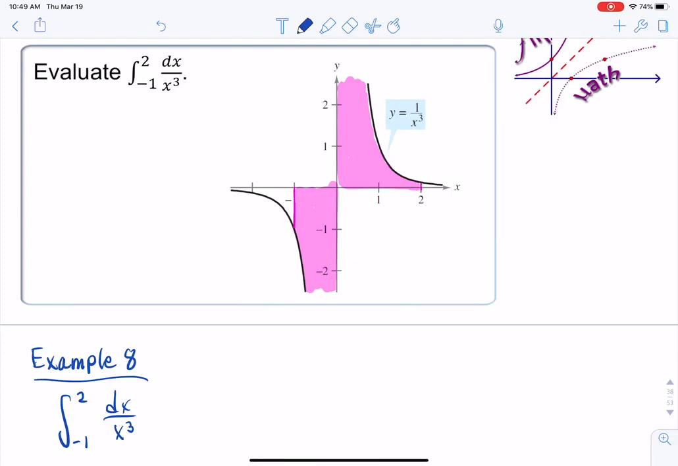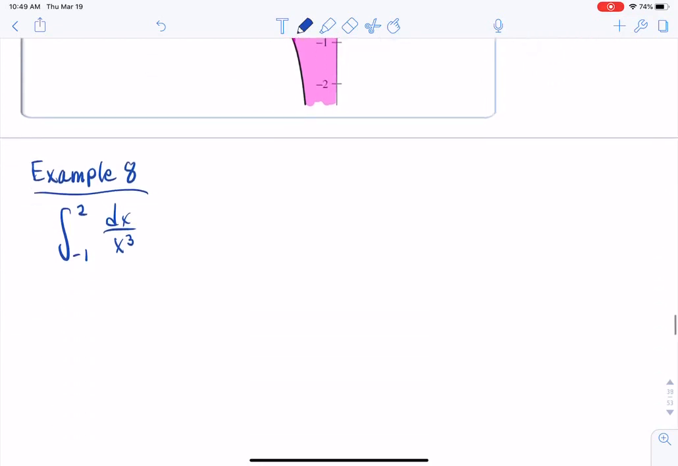It's right here at 0. So for this particular example, we do have to break it up. Before we take limits, we have to break it up as 2 separate integrals: one that's going to approach 0 from the left-hand side, and one that's going to approach 0 from the right-hand side. So this should equal the definite integral from -1 to 0 dx over x cubed plus the definite integral from 0 to 2 dx over x cubed.